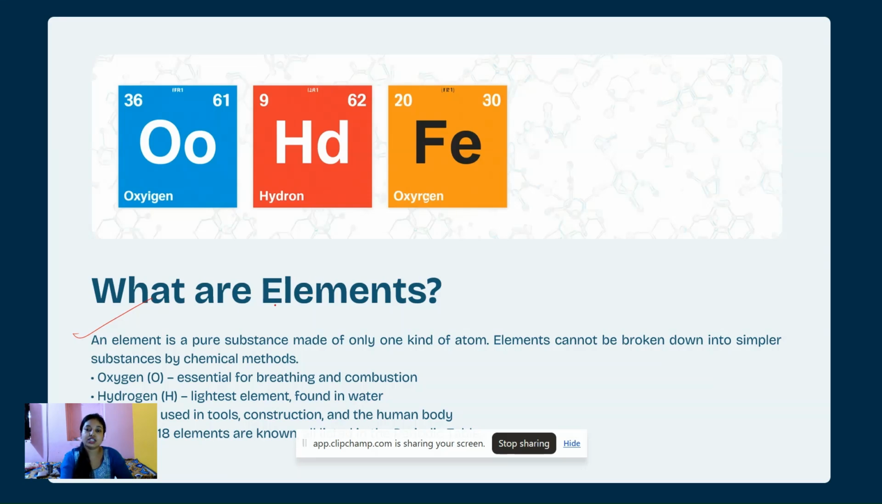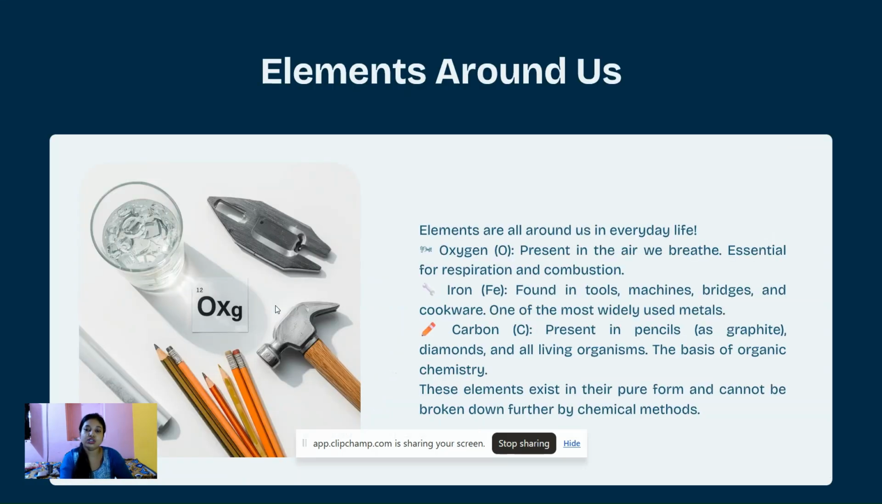Mixtures are two or more substances physically combined, either a homogeneous mixture or a heterogeneous mixture. A homogeneous mixture has uniform composition throughout, for example sugar in water. A heterogeneous mixture has non-uniform composition, for example sand and water.